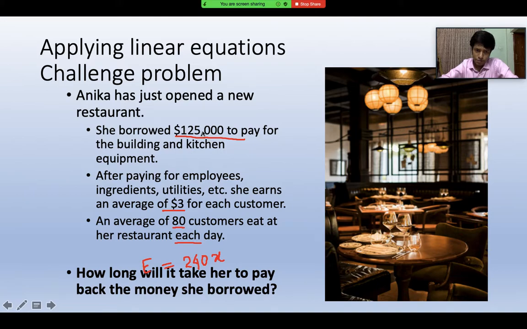One is, this is the amount of money that she gets in different days. So if we put 125,000 on the other side, then x equals what? That will be the number of days that she needs. Just a hint to you all. Challenge probably means you should give it a try.